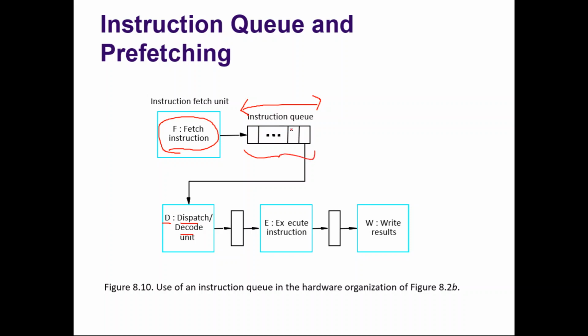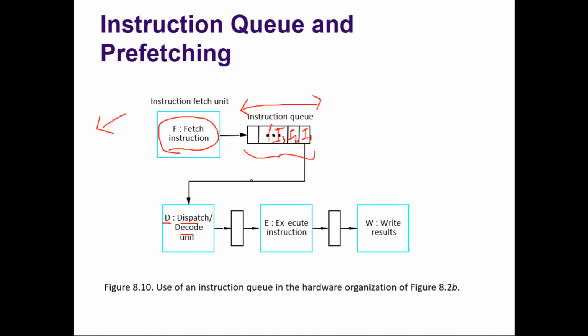Say for example, the first instruction it is fetching from cache and loading here. The second instruction it is fetching from cache and loading here. The third instruction it is fetching from cache and loading here. Say the fourth instruction is not available in the cache, there is a cache miss. Then it can fetch it from the memory and load it later. Are you getting it? So the advantage here is, even if there is a cache miss, it is not going to affect the pipeline as long as there is some instruction available in the queue.